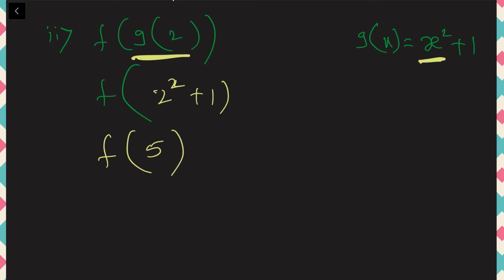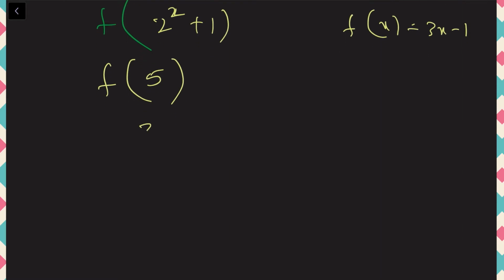Now we want f of 5 value. F of x is given as 3x minus 1. In the place of x, simply substituting 5. So 3 into 5 minus 1. 3 5s are 15. 15 minus 1 is nothing but 14. So the value of f of g of 2 is nothing but 14. Next, third question in this.